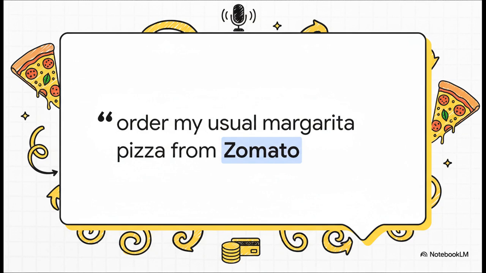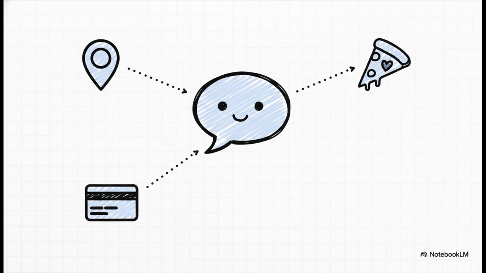So imagine just typing this into an AI. I actually saw a live demo of this, and let me tell you, it was mind-blowing. No app was opened, no menu was scrolled, just a simple conversational sentence to order a real pizza with real money. And just like that, the pizza is on its way.